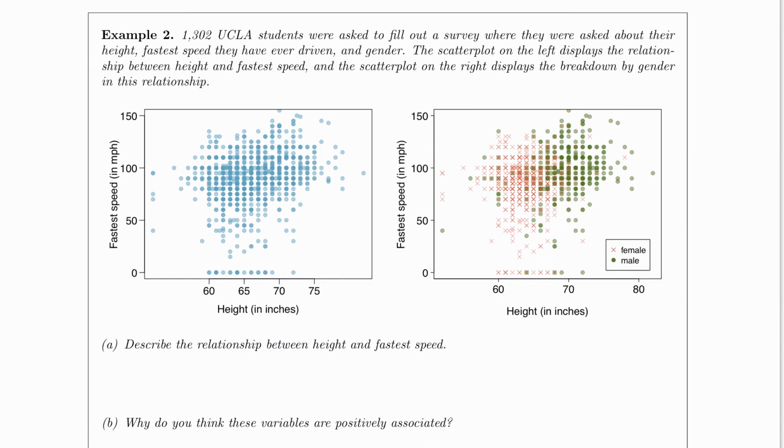So here we have a lot of data now, in contrast to the previous question. We have 1,302 UCLA students filling out a survey asking about their height, the fastest speed they have ever driven, and their gender. What we have on the left here is a scatter plot where we're just looking at the fastest speed driven against height. Looking at this plot, the question is, can you describe the relationship between height and fastest speed?